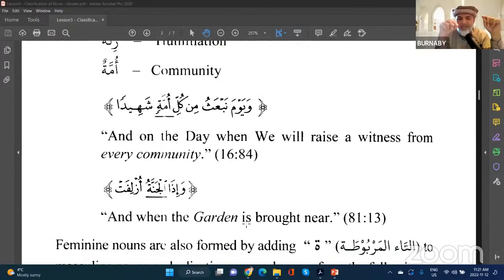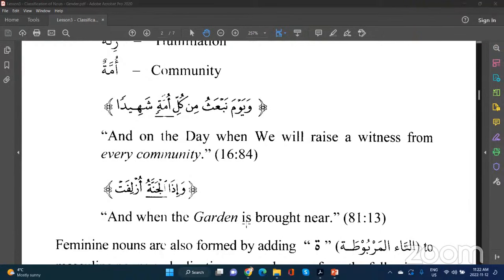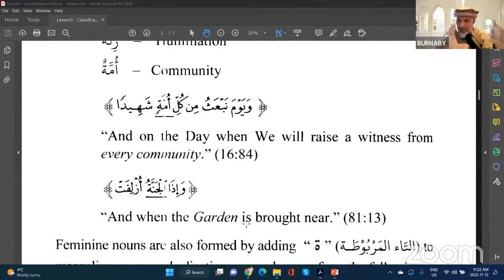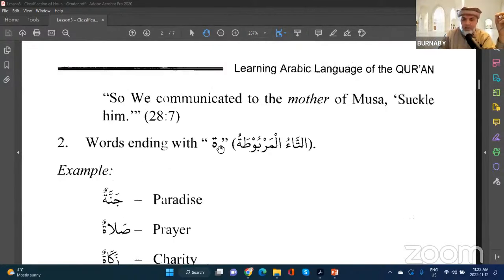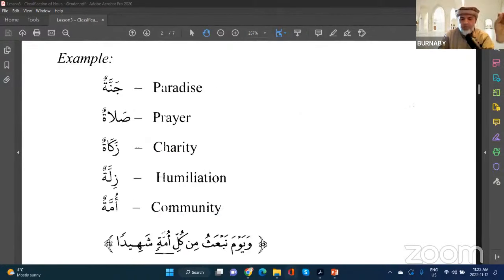Wa izil jannatu uzlifat. Is jannatu masculine or feminine here? Feminine. And what is the status of jannatu? Rafa, because it's singular, right? I'm talking about singular nouns; when we come to the dual and others, the status definition changes. So if you see a ta marbuta, then you know that you're dealing with a feminine word. So far, so good?